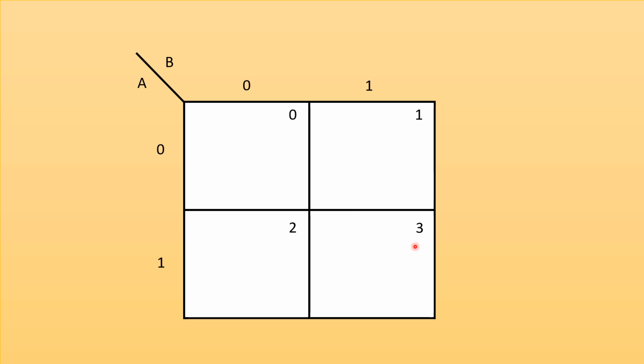So when you write the POS or the product of sum term of the first square, it is A plus B, that is A plus B denotes the max term M0, A plus B bar denotes the max term M1, A bar plus B denotes the max term M2 and A bar plus B bar denotes the max term M3. So each square or each cell denotes one max term.